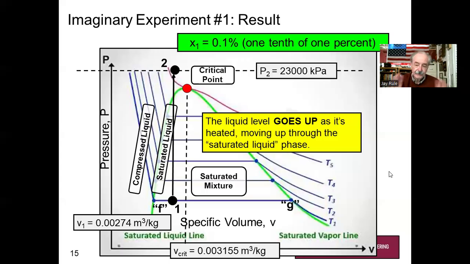So there's experiment number 1. It's kind of a big conclusion. If your point is to the left of the critical specific volume, then if you add heat at constant volume, your liquid level is going up. Let's do another one.